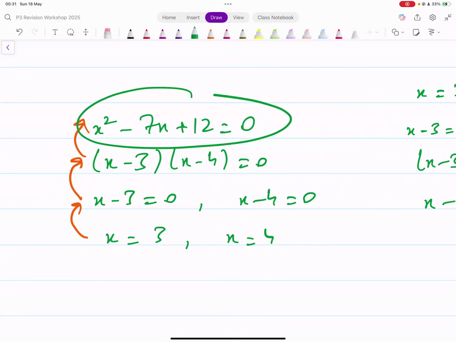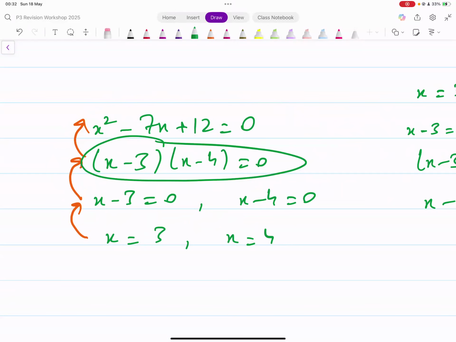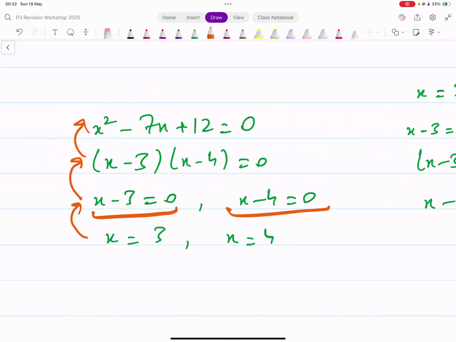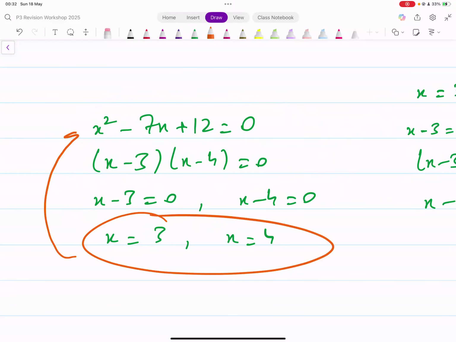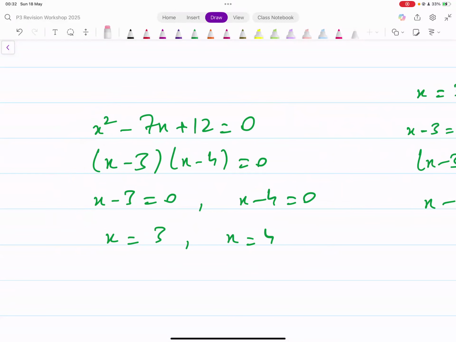If you have an equation like this, you factorize that, you get x minus 3 into x minus 4 equal to 0. And then you say either x minus 3 equals 0, or x minus 4 is equal to 0, and you get x equals 3 or x equals 4 from that. Now, if you know what the final answers are, and you want to go back to the original equation, how do you do that? You can go backwards like this.